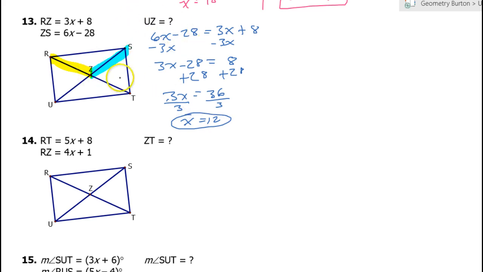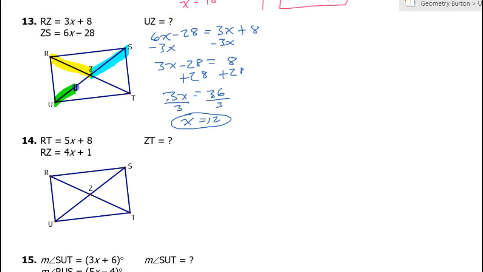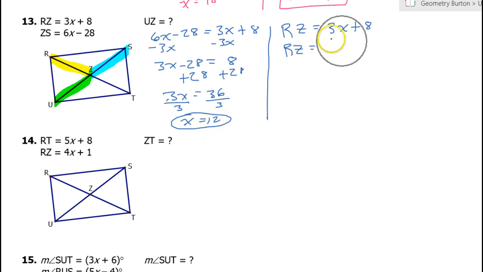Okay, so now I need to use that to figure out what UZ is equal to. All right, UZ is this over here. That's yet another half. All three of these are equal to each other. So if I find the value of any of them, then I found all of them. So let's see. Consider the yellow piece, RZ. I should be able to find RZ very easily because RZ is equal to the expression 3x plus 8. But now we know what x is. So this is going to become 3 times 12 plus 8.